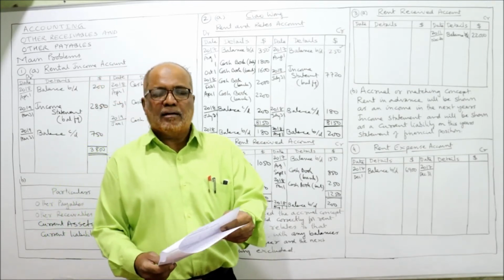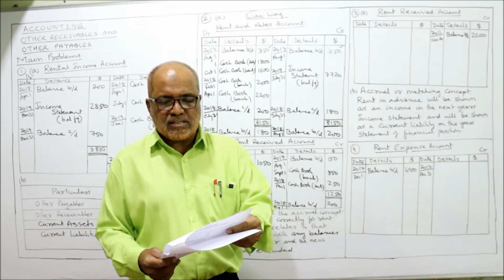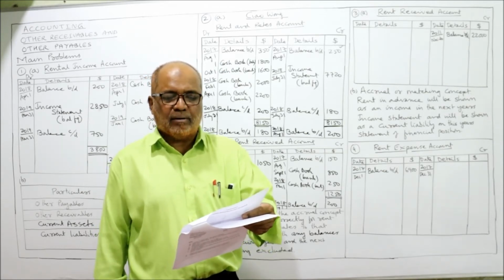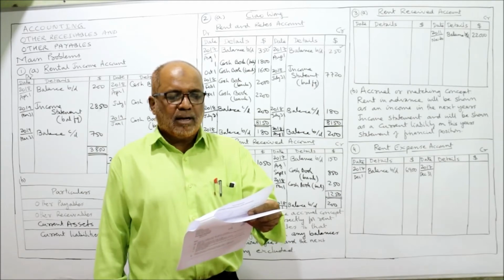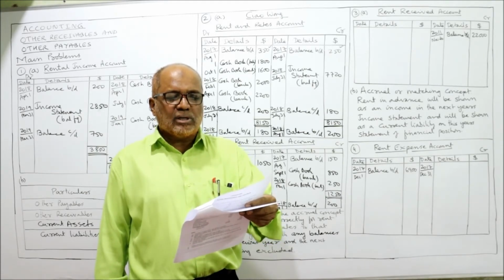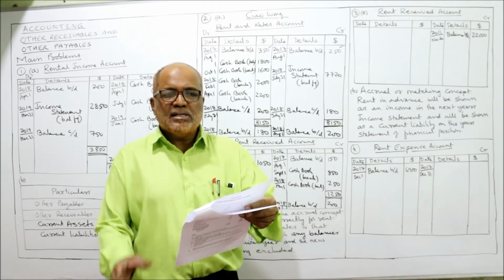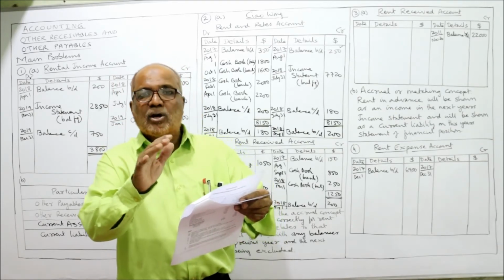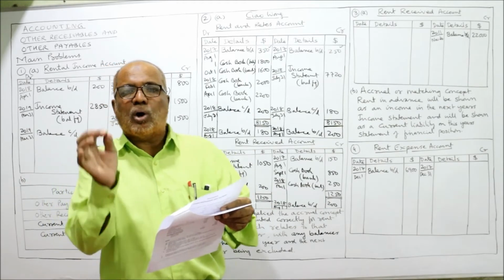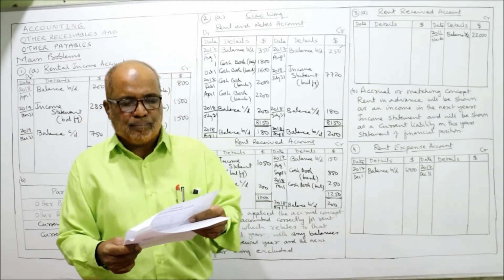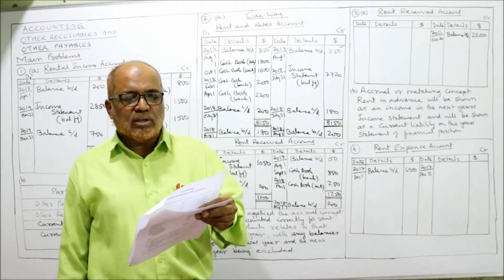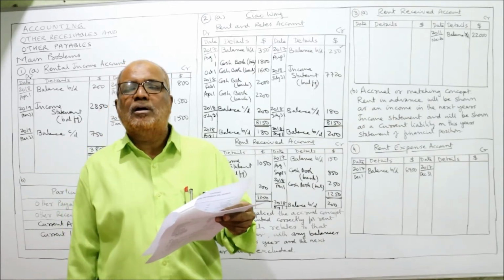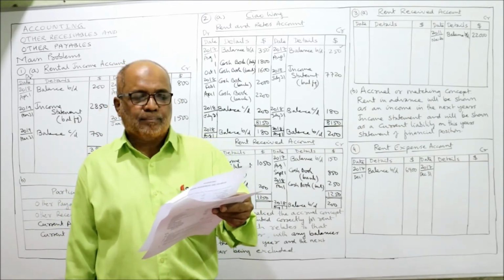Raj Patel had the following balance in his books on 20th November 2011. Rent received 22,000 credit balance. So he is having a rental income, rent received, with a credit balance of 22,000 on 20th November 2011. Raj's financial year ends on 30th November 2011, closing the accounts every year on 30th November.